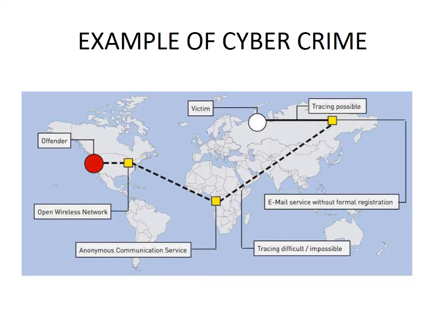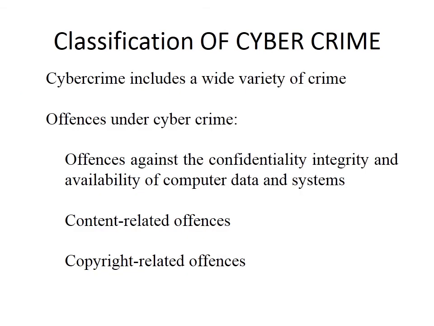Example of cyber crime: in cyber crime, the victim may be in a different country and the offender may be somewhere else. It operates through an open wireless network, and if it is a different place, that open wireless network is used, then tracing is a bit difficult. If it is from some other email service without formal registration, still if it is some email sources and all, tracking is possible.